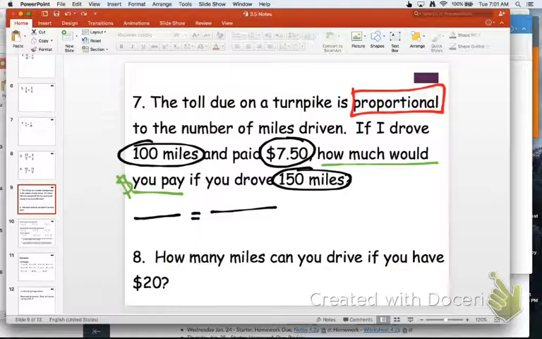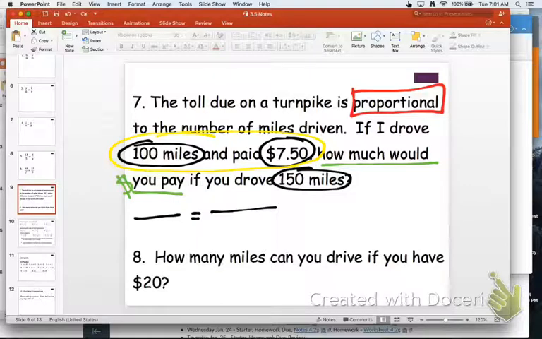So now I need to evaluate it. So it says the total due in a turnpike is proportional to the number of miles driven. So in an equation like this, remember that your units need to match. So here's my situation number 1. I'm going to circle them in yellow. That's going to make up one fraction.